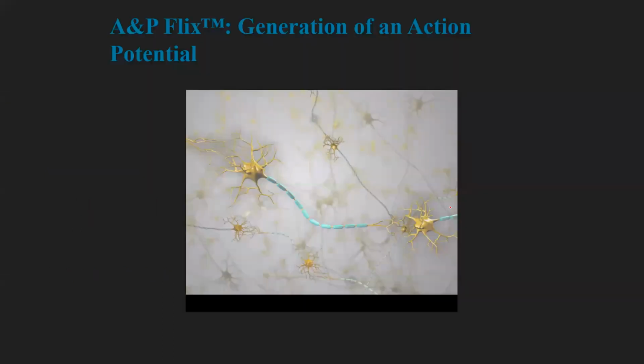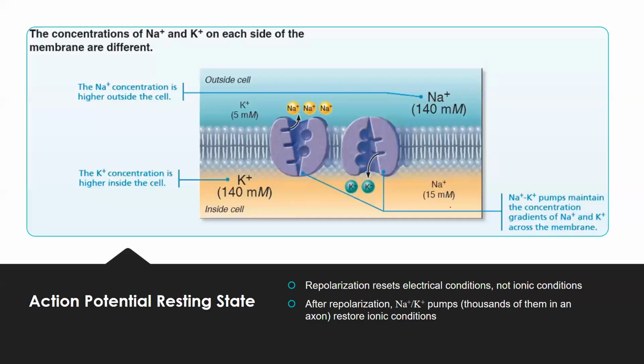Okay, a little picture. How do we reset it after we're done? After we go here and get to this hyperpolarized state, how do we get back to resting? That's thanks to our sodium potassium pump. The sodium potassium pump uses ATP, so it's an ATPase, and it needs energy to reset. So every time we do an action potential, we are using energy.